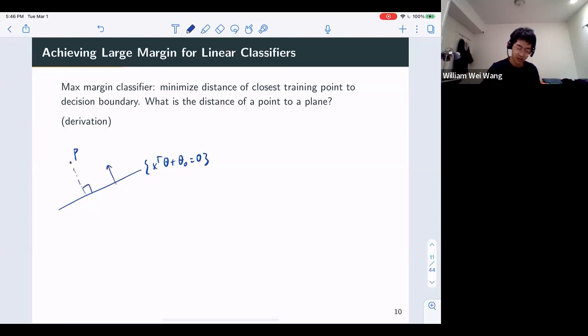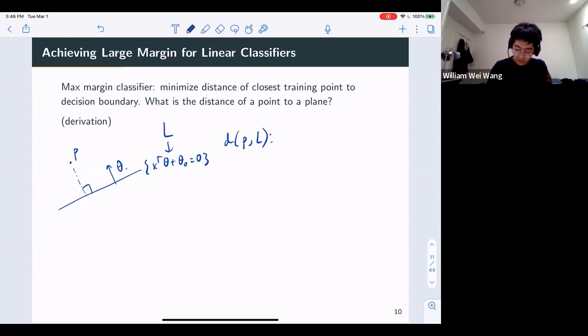And you know that theta goes this way, right? So I'll just show you a quick derivation that maybe gives you some intuition on the margin. Let's say the distance from this point P to this plane, which maybe I'll call L, this is a line, right?